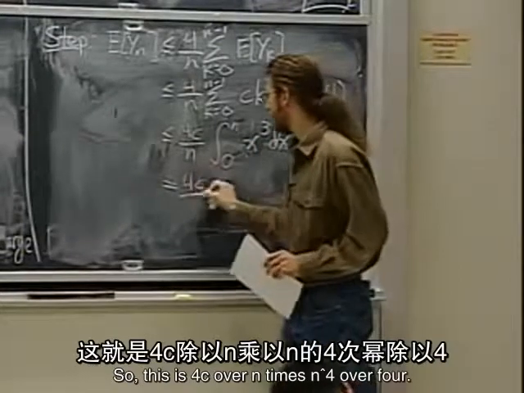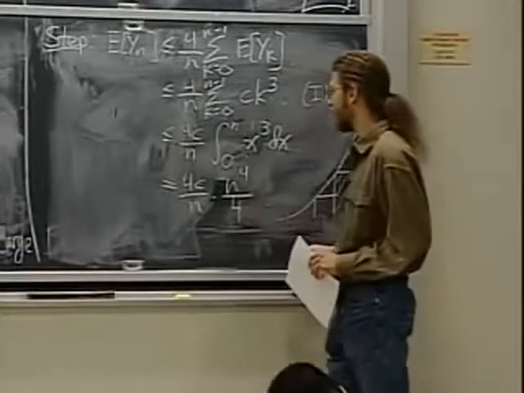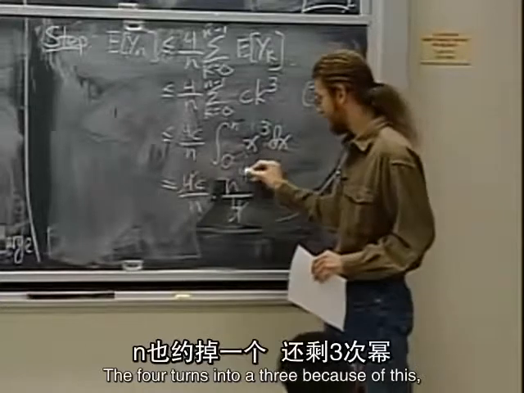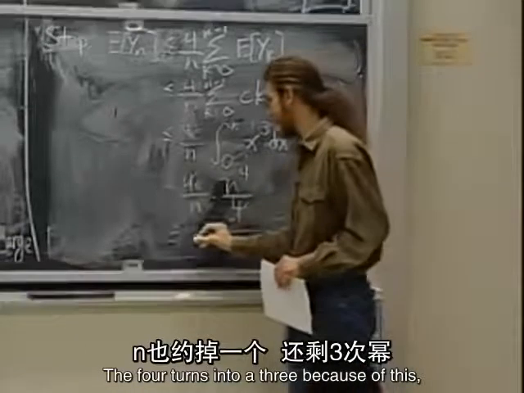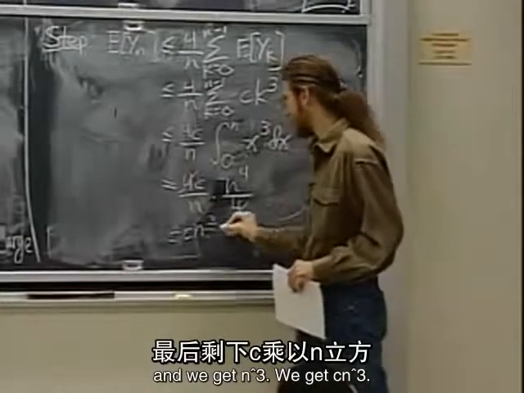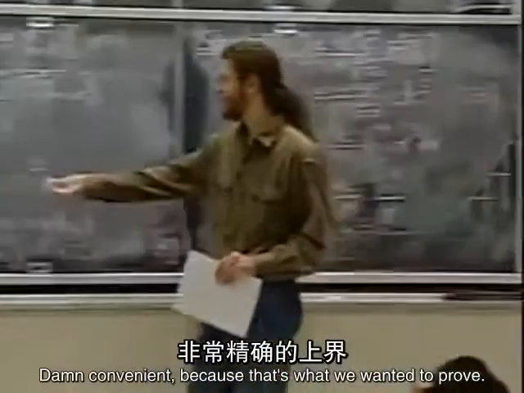So this is 4c over n times n to the 4th over 4. And conveniently, this 4 cancels with this 4. The 4 turns into a 3 because of this. And we get n cubed. We get c n cubed. Damn convenient, because that's what we wanted to prove.